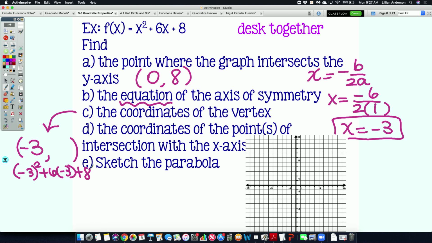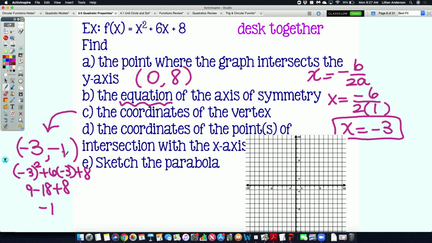What is that? 9 minus 18 plus 8. Negative 1. So your vertex is negative 3, negative 1. So that's good?